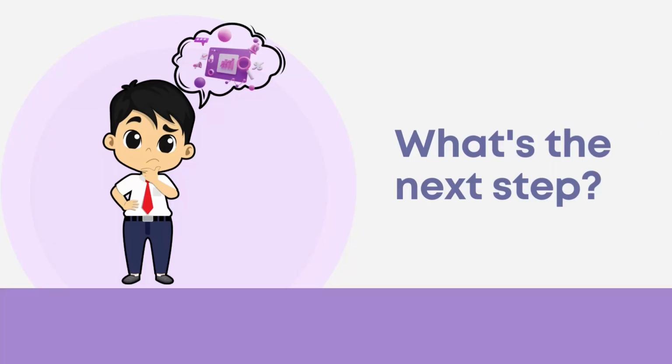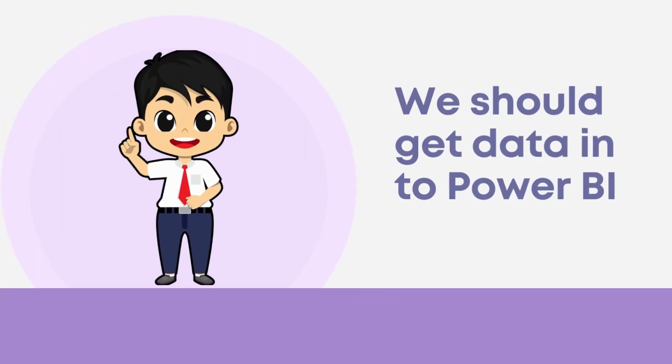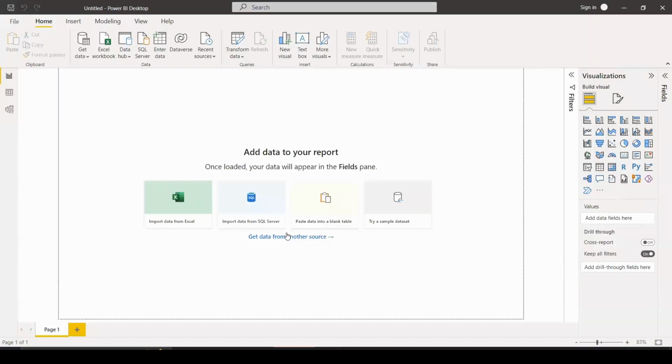When we want to analyze data with Power BI, what's the first thing we should do? In order to analyze data using Power BI, first we should get our dataset into Power BI. Or in other words, we should establish a connection between Power BI and the dataset. We can do it by the Get Data option in Power BI Home tab.